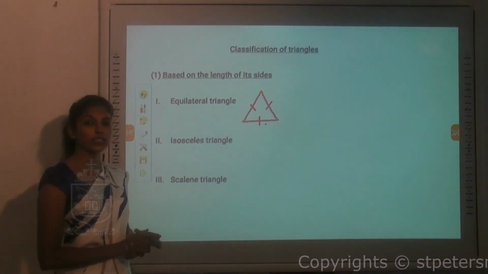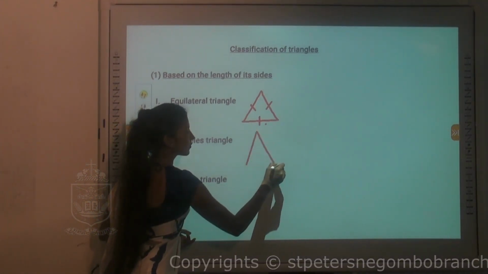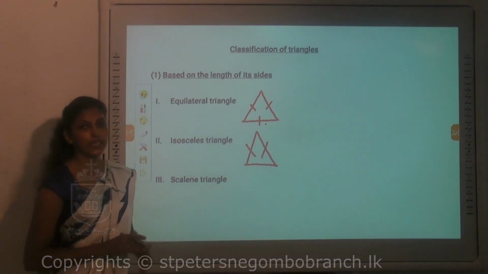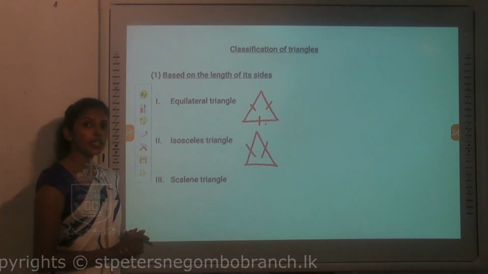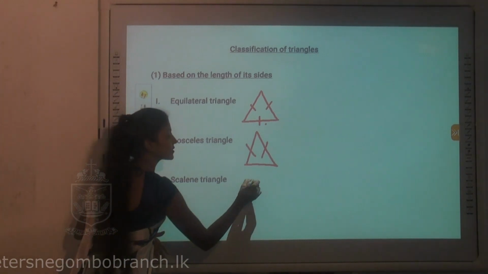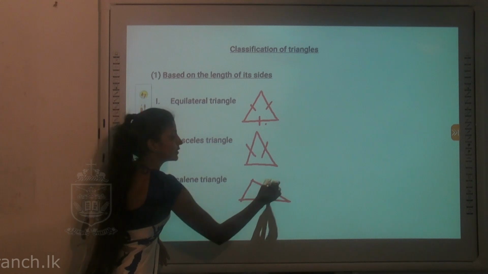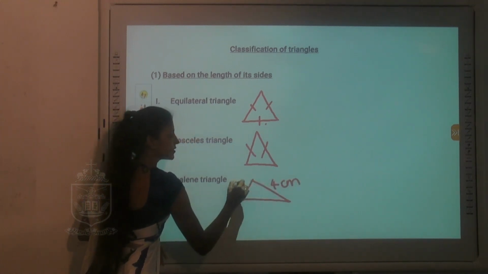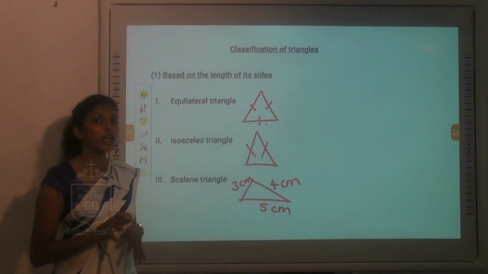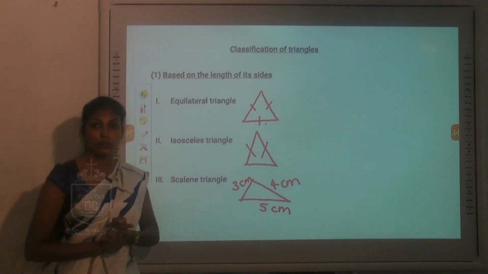Isosceles triangle means where only two sides are equal, like this. So it can be denoted like this, only two sides are equal, the remaining side is different from the other two. Scalene triangle means where you have three different sides like this. All the three sides are different to each other. For example, let's take this is 4 centimeters and this is 3 centimeters and this is 5 centimeters. So that is the classification based on length.